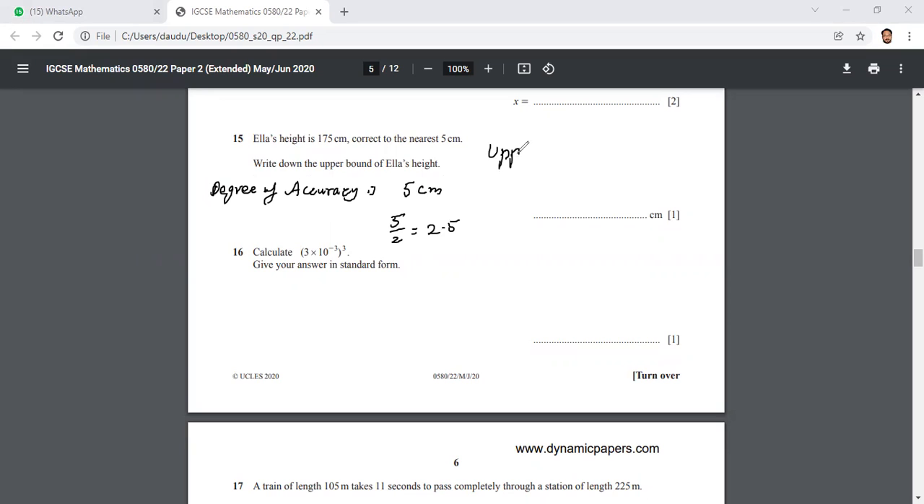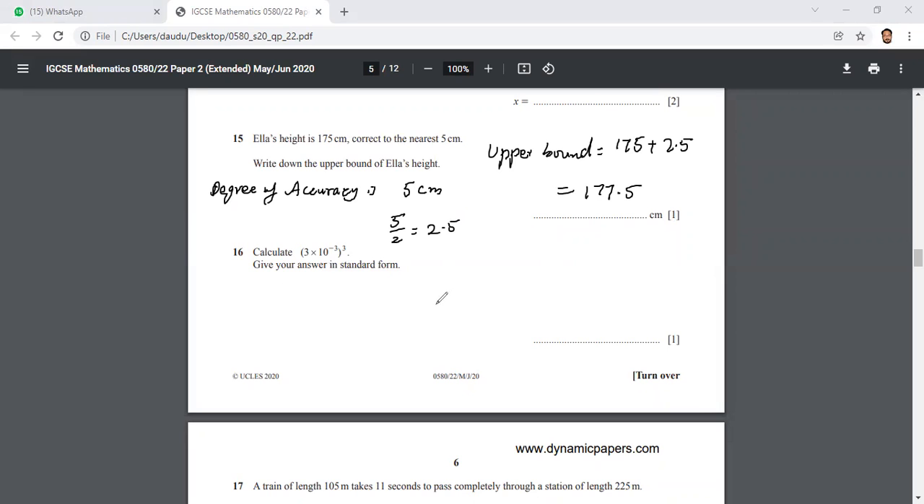So for the upper bound, I will add this, 175 plus 2.5. That gives me 177.5 centimeters.